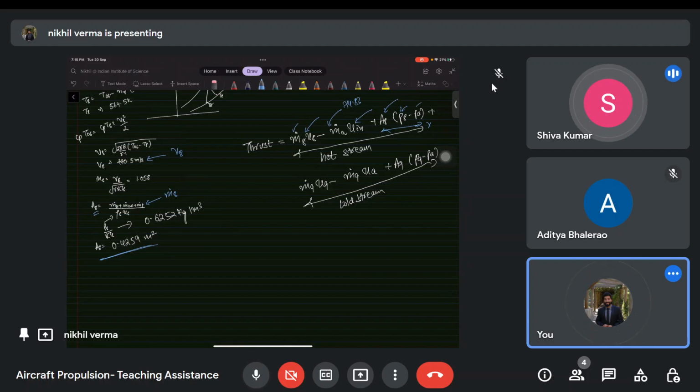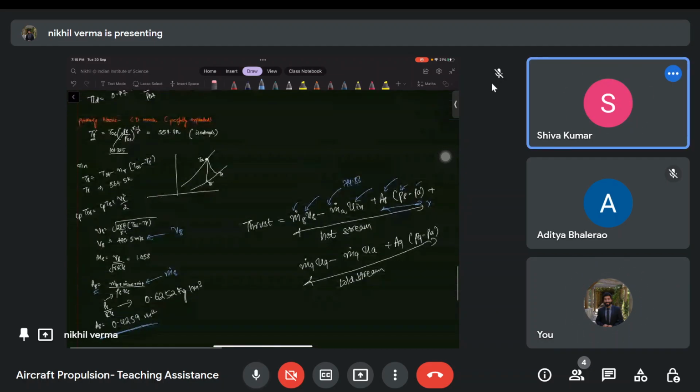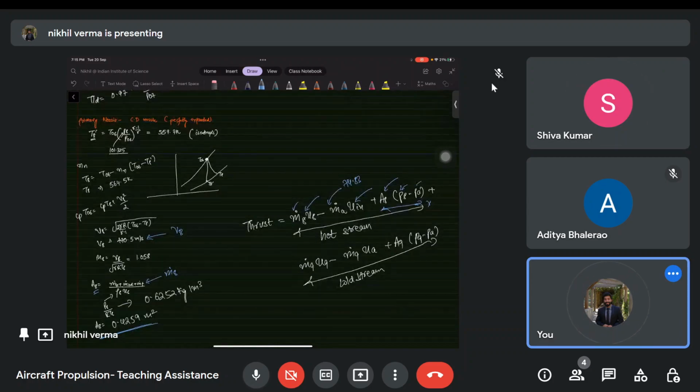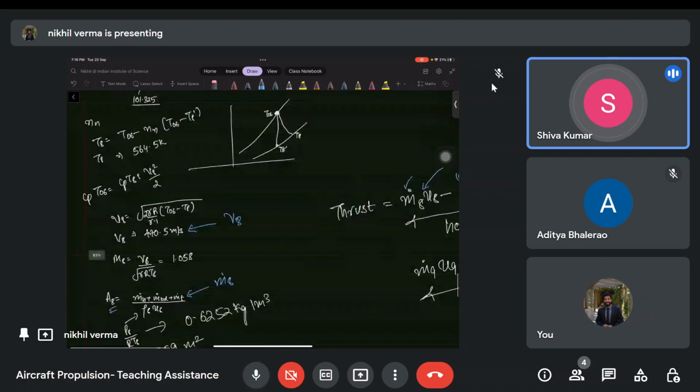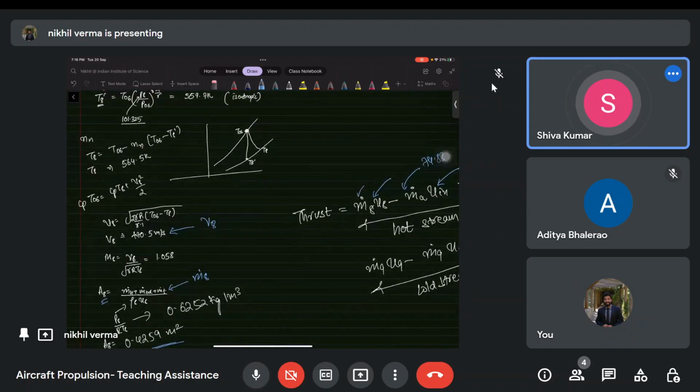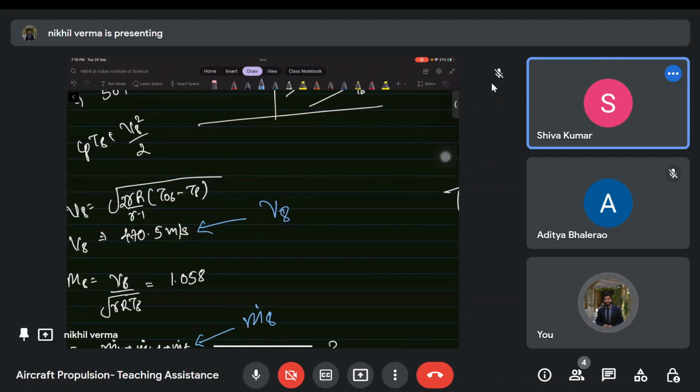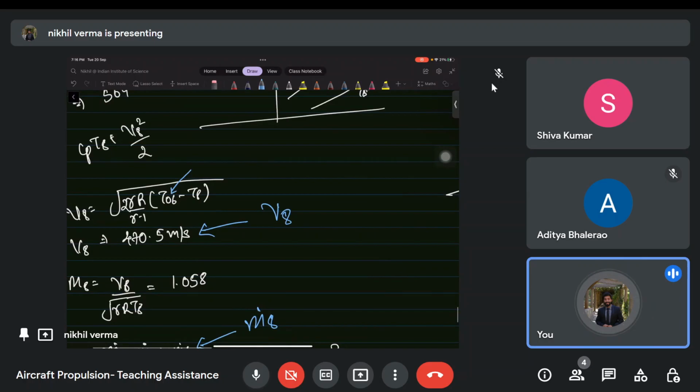Sir, just one doubt, sir. Why U6 is considered as 0? In our expression of U8, what happened to the velocity part of the equation? That is taken care of by T naught 6, because T naught 6 is T6 plus V6 square by 2 Cp.